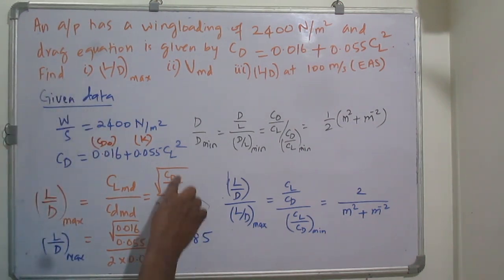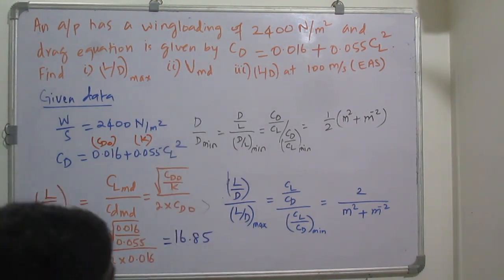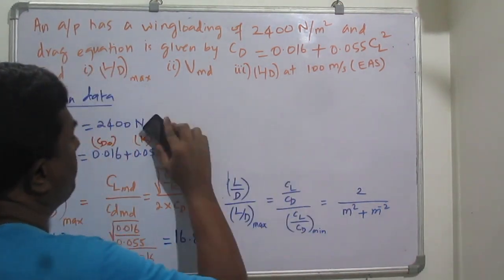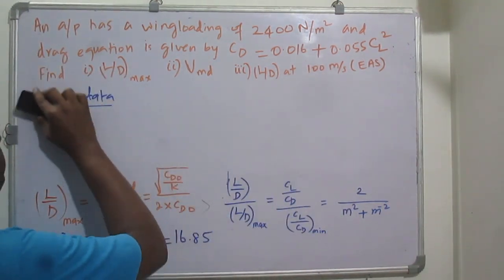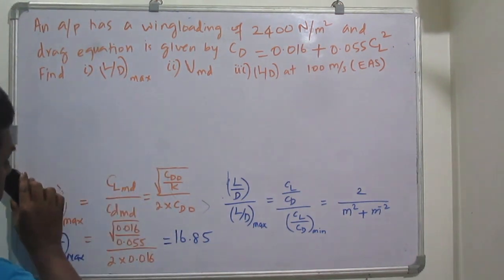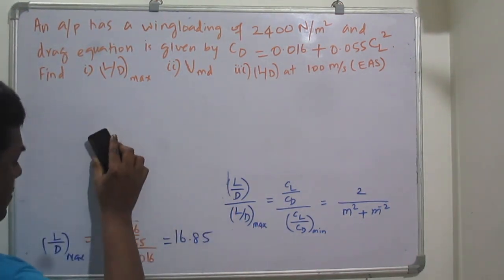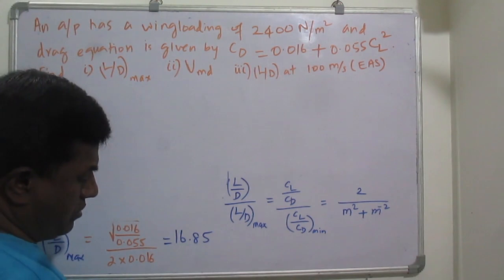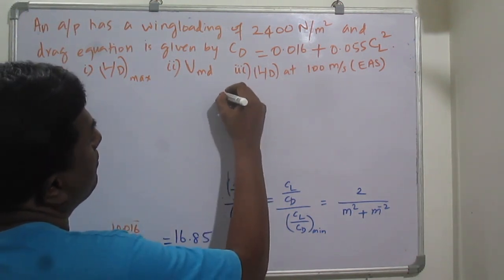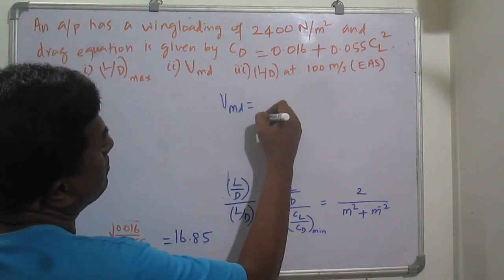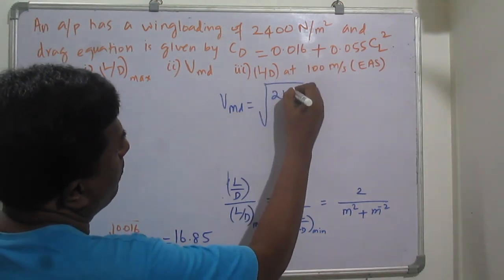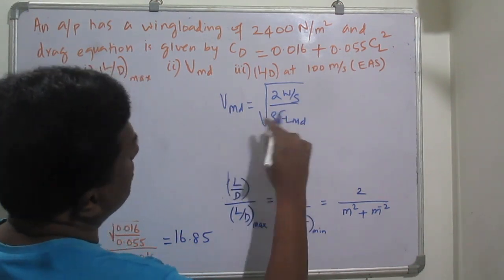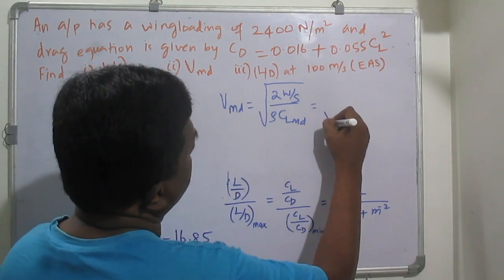Then let us find the velocity at minimum drag, that means minimum drag velocity. So now let us erase this. So we have the minimum drag velocity, nothing but V minimum drag equal to square root of, this is the formula, 2 by rho CL minimum drag. So we know, straight away we can substitute the values.